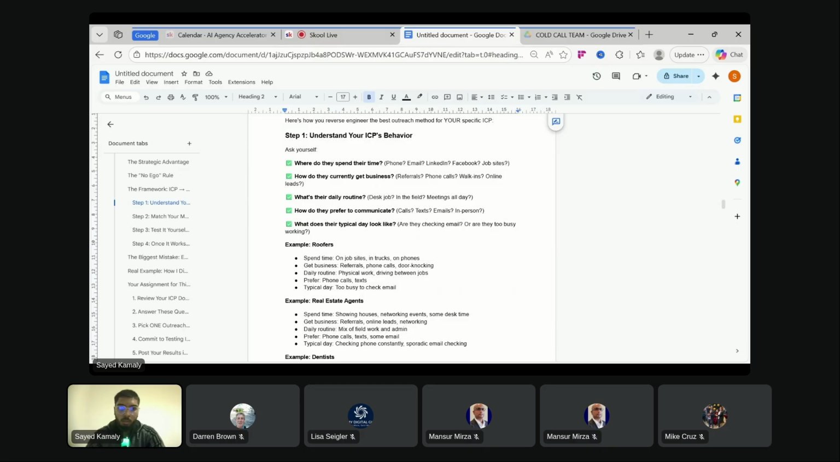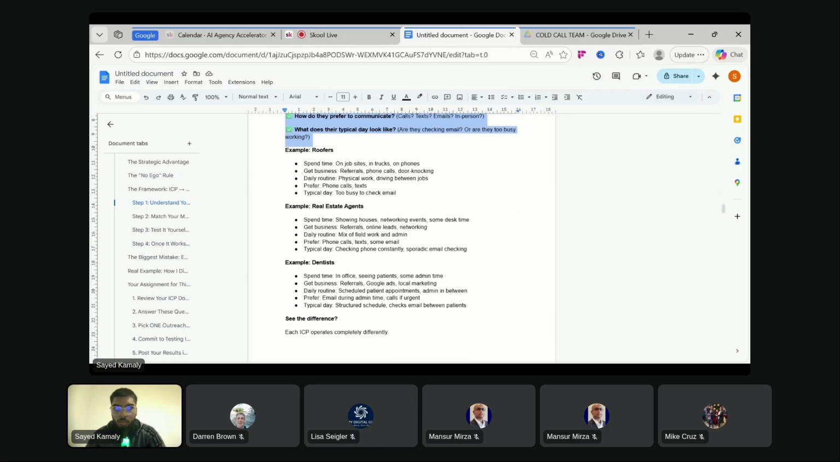First things first, we need to understand our ICP's behavior, which is what we already covered. Where do they spend their time, right? How do they get their business? What's their daily routine look like? Actually try to map this stuff out. You need to actually understand the people that you are trying to work with on a much deeper level. Where do they prefer to communicate? What does their typical day look like? What time do they check into the office? What time are they heading for home? You need to understand all of these different types of things, right?